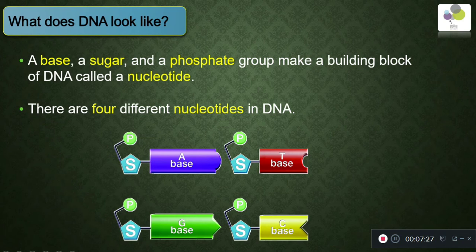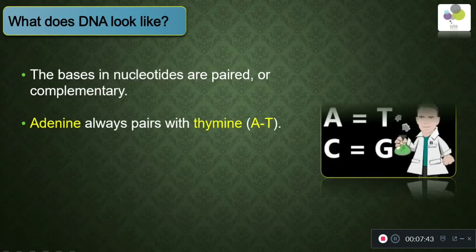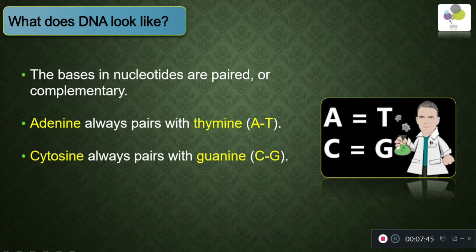Okay, so we can say the building block of the DNA is called, yes, nucleotides. How many nucleotides do we have? 4. Yes, according to what? According to the nitrogen base attached to them. And if you remember, guys, Erwin Chargaff said that the amount of adenine equals the amount of thymine and cytosine equals guanine. So adenine always pairs with thymine, A with T, and cytosine always pairs with guanine, C with G.